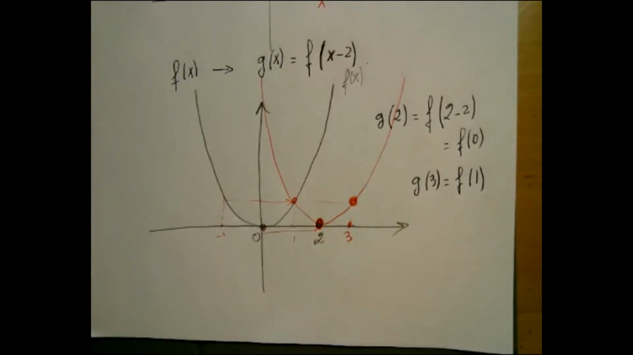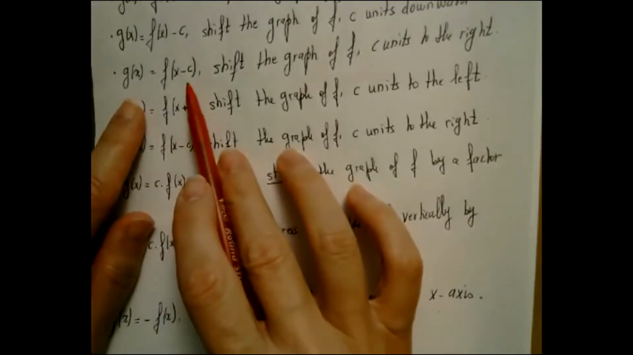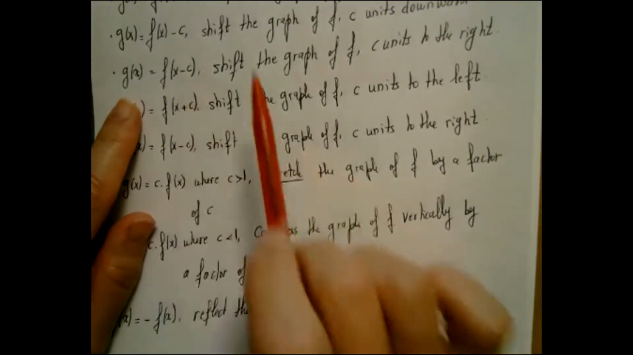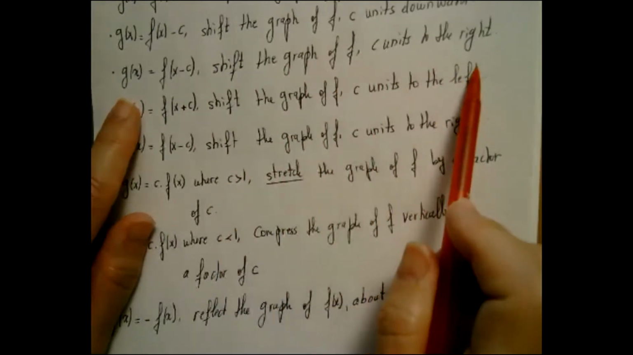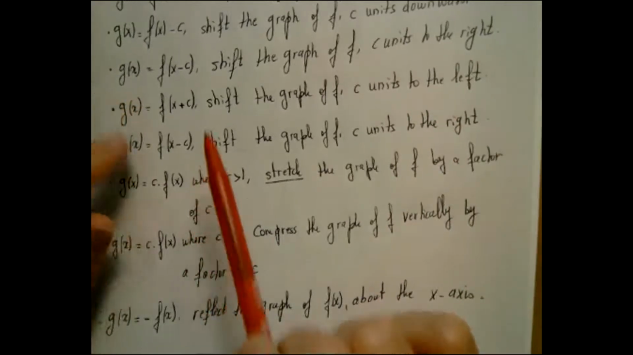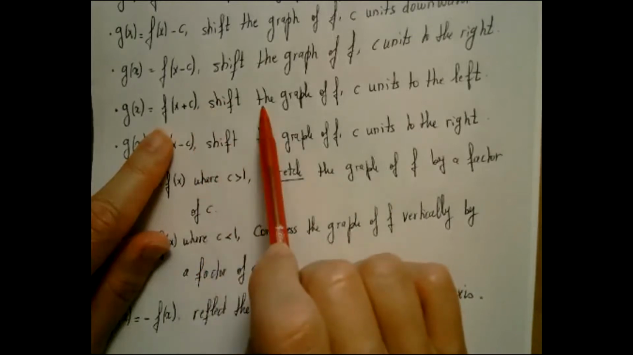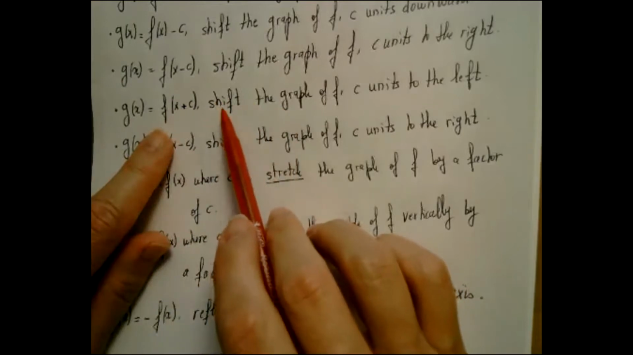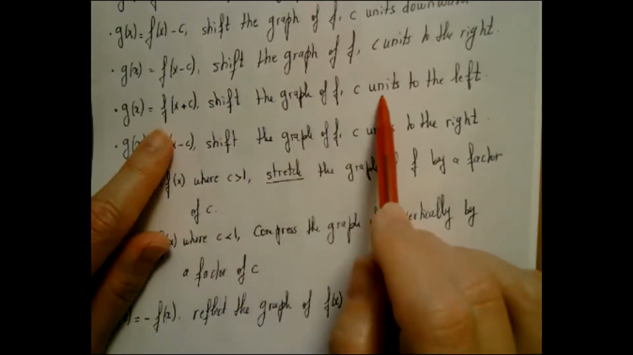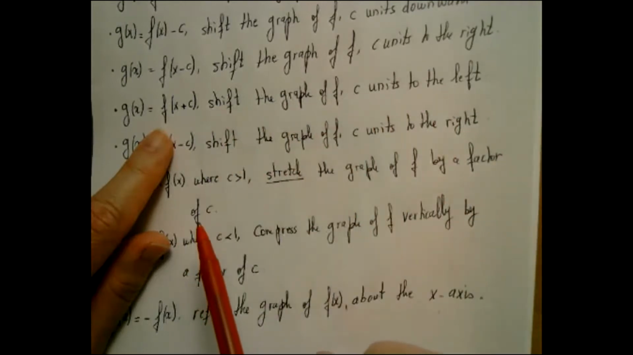So the second transformation that we do is the following. G of x equals f of x minus c. What's its effect? It shifts the graph of f c units to the right. If you take f of x plus c, it's also a shift. I may say horizontal shift because I'm changing the input here. It shifts the graph of f c units to the left. So those are the very basic transformations.